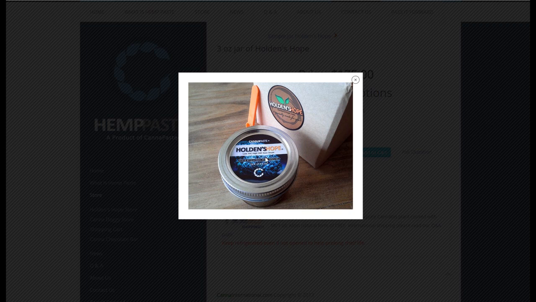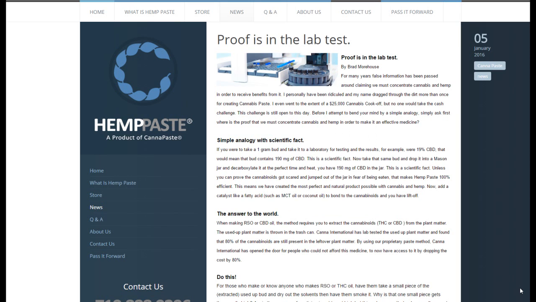That means that the actual percentage of bud in the weight is 30% of the weight. That means 70% of it is MCT oil. The majority of the product is the MCT oil by weight. If you do the math with Holden's Hope, there's 3 ounces. Each gram is 29.4 milligrams of CBD times the weight of the 3 ounces. Comes out to be 2,664 milligrams of CBD. The bottom line is cannabis paste wins.